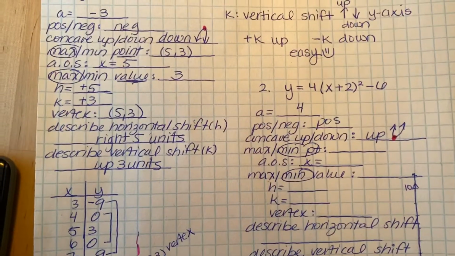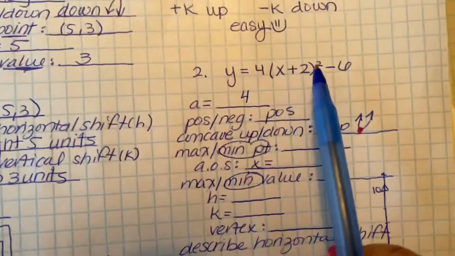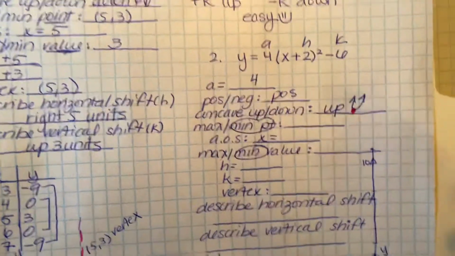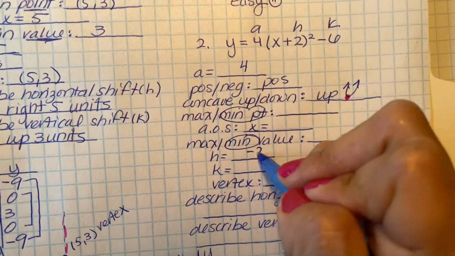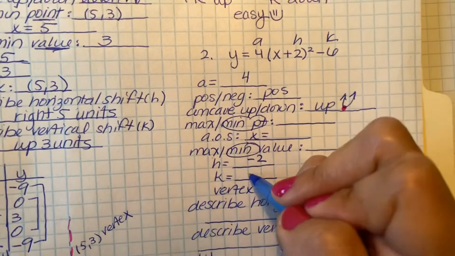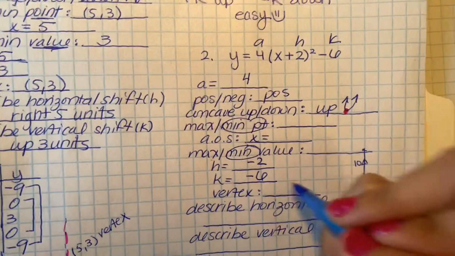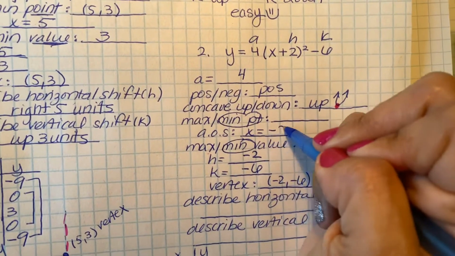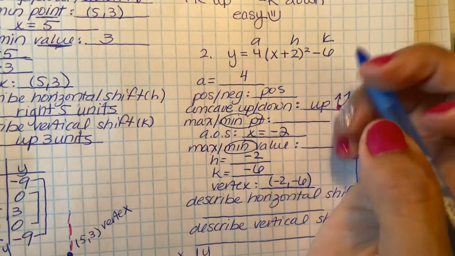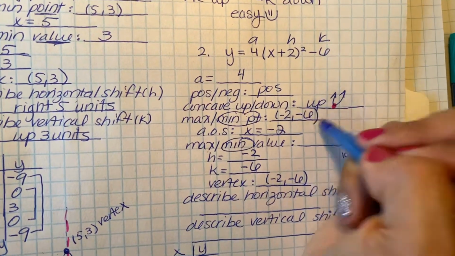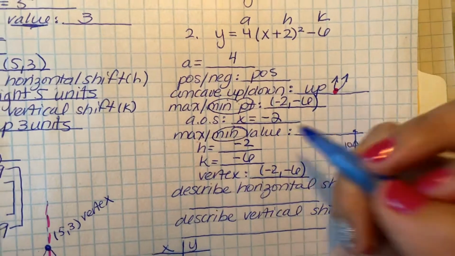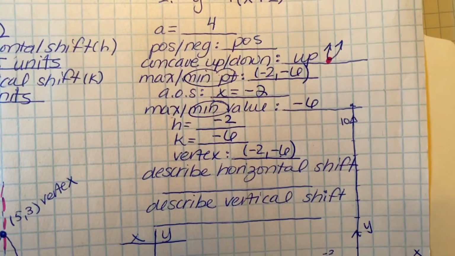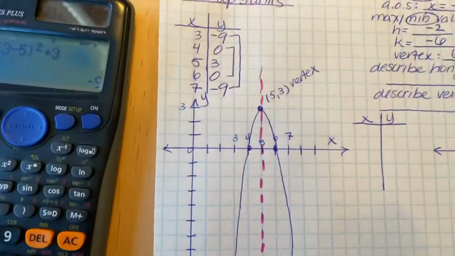Okay, let's get our h, k. So again, opposite h, right? So this is a, h, k. Opposite h, -2, follow k, -6, right? So my vertex is (-2, -6), which makes my axis of symmetry x = -2. My minimum point is the same point as the vertex because it's going to be at the very, very bottom. And my minimum value is the y value, -6. Okay, so there's a lot of repetition going on here. Okay, and remember, look back at this one, right?